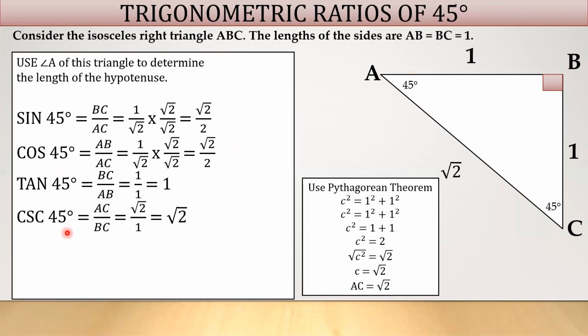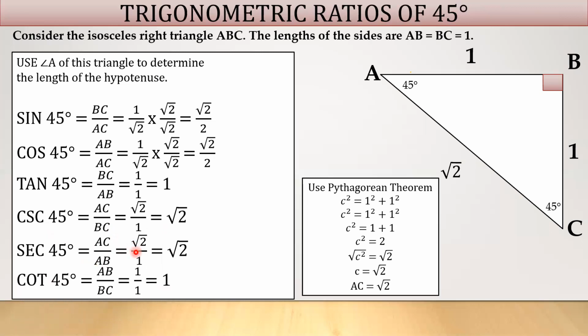Cosecant 45 degrees is equal to AC over BC. Equals, pag sinubstitute natin yung given, that would be square root of 2 over 1 or simply square root of 2. For secant 45, we have AC over AB. Pag sinubstitute natin yung given, that would be square root of 2 over 1 or simply square root of 2. For cotangent 45, we have AB over BC. Substitute 1 over 1 or simply 1. So ito yung trigonometric ratios natin for 45 degrees.